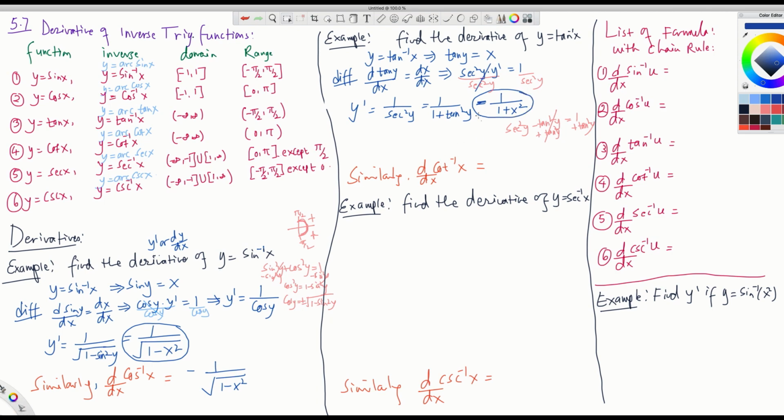If you do exactly the same steps, you will get that the derivative of cotangent inverse x is negative 1 over 1 plus x squared. You see that?